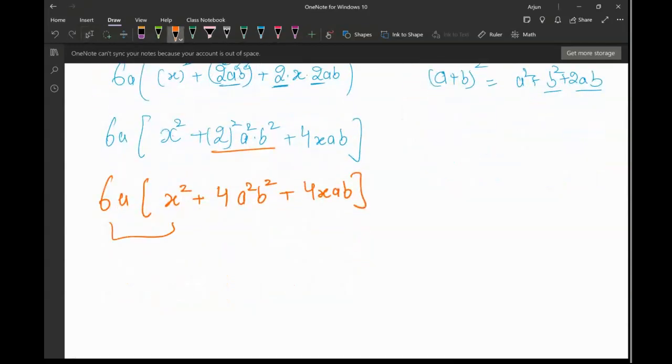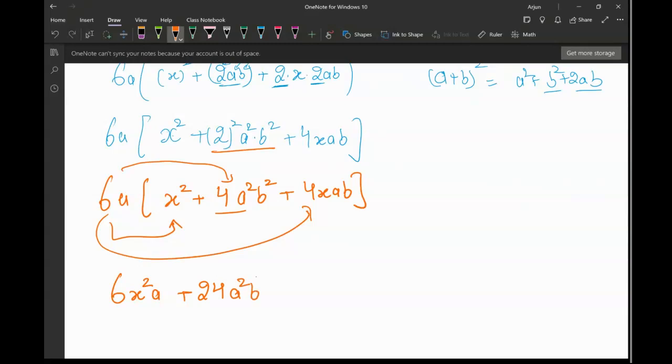Now I'm going to start distributing the term. This will go with this, also with this, and then this will also go with this term. So this will be 6x square a plus 6 times 4 is 24 a square b square. There is an a here also, so this will become a cube. And plus 6 times 4 is 24xa square b. This will be the final answer for our question.